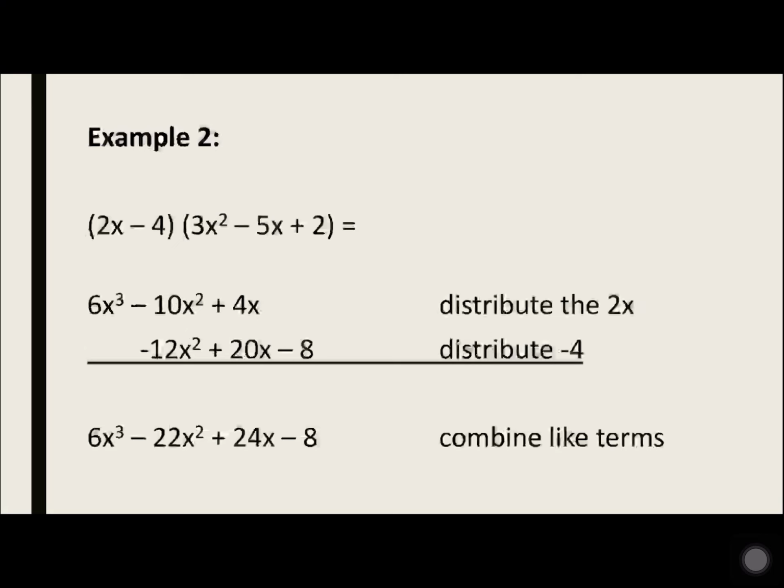Combine like terms. That was the only cube. Negative 10 minus 12 is negative 22x squared. 4x plus 20x is 24x. And bring down your minus 8.